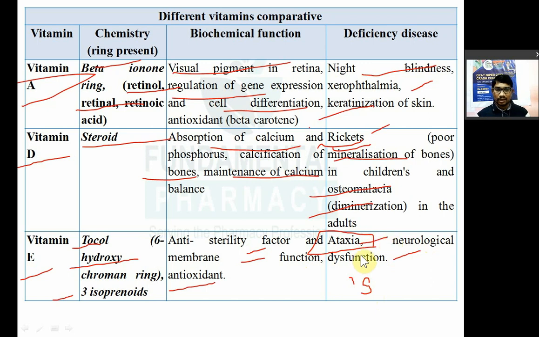Ataxia means the patient is not able to have balance and coordination. The disease I am suffering from right now, that is known as ataxia. So ataxia is a neurological disorder, and it is because of a variety of reasons. It may be because of genetic reasons. For example, pediatric ataxia is of genetic origin.